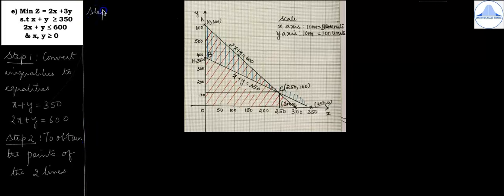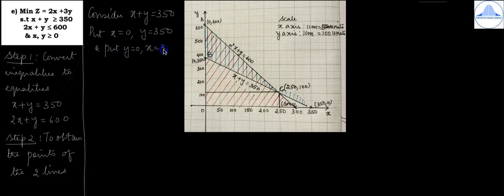Then step 3. So take the first equation, consider x plus y is equal to 350. Put x equal to 0. So you'll get y is equal to 350. And put y equal to 0. So you'll get x equal to 350. So 0 comma 350 and 350 comma 0 are the points of the two lines.